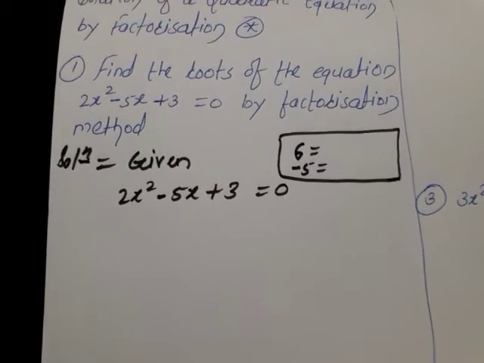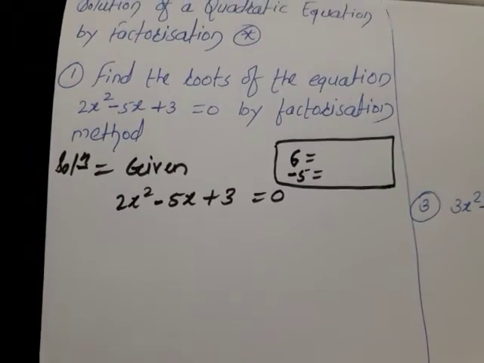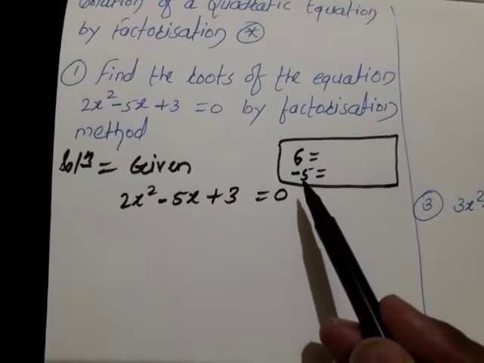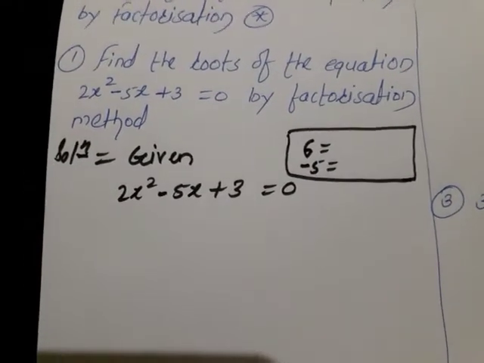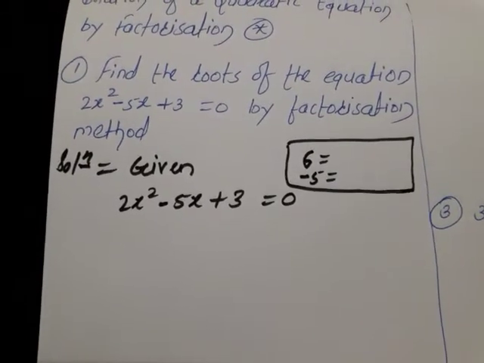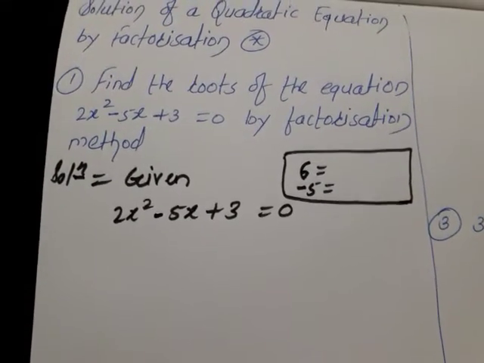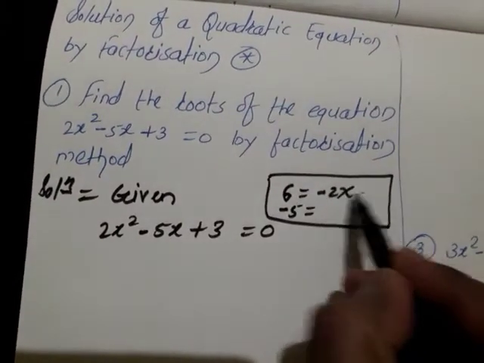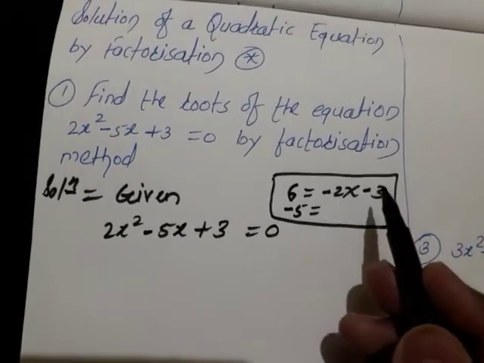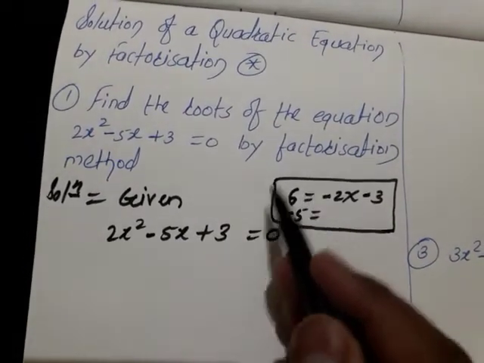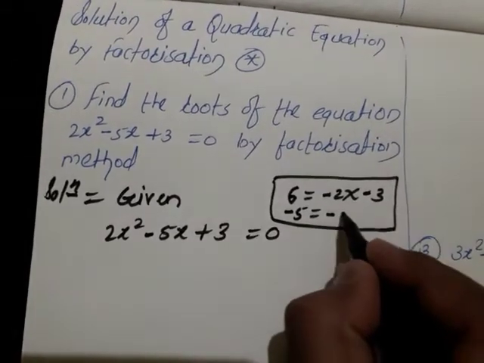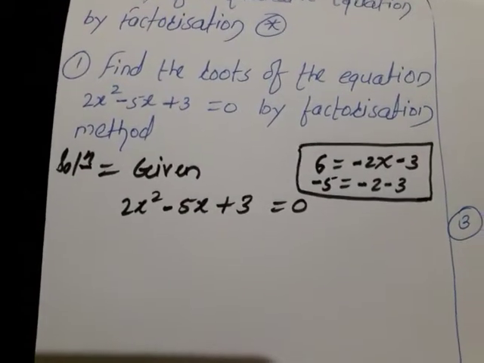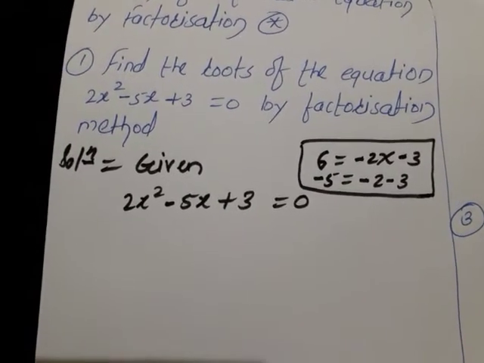Now we have to find two factors whose multiplication is plus 6 and addition is minus 5. If you see, you will come to know that we get two numbers, minus 2 and minus 3. Minus into minus is plus, 2 into 3 is 6, and when we add, minus 2 minus 3 gives minus 5. So we got two factors, minus 2 and minus 3. Got the idea?